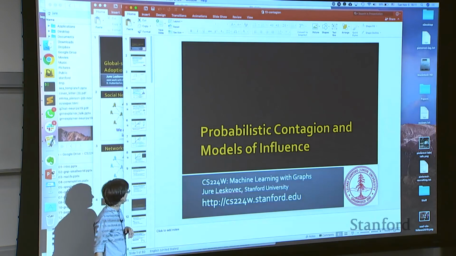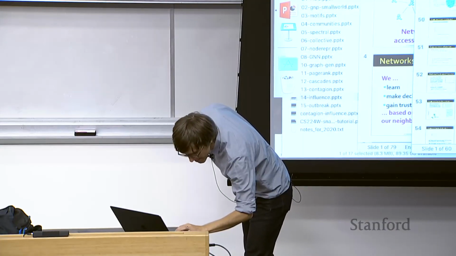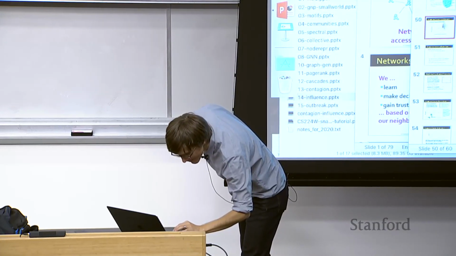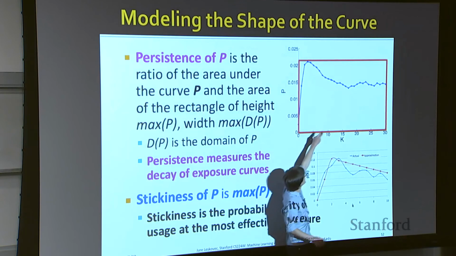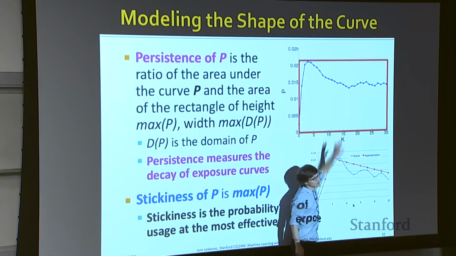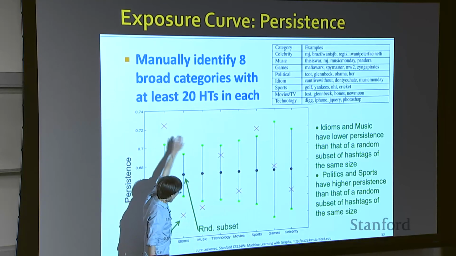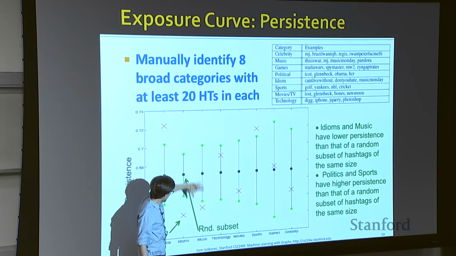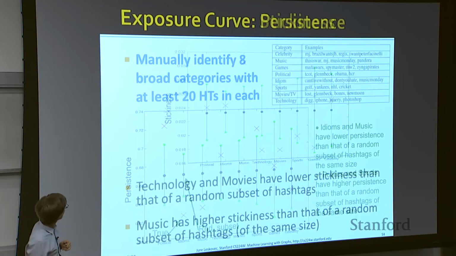Okay, this is the persistence, which was the ratio. Wrong. Sorry. I wanted to show this. Sorry. Right. Persistence was this ratio of the area under the curve versus the area of the square, and politics and sports are persistent, music and idioms are not persistent. So that's one observation.